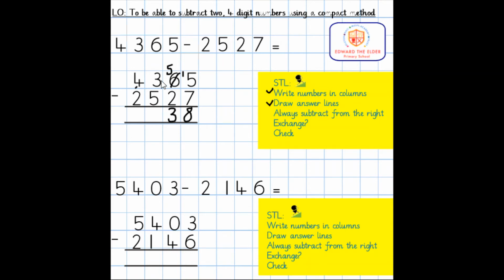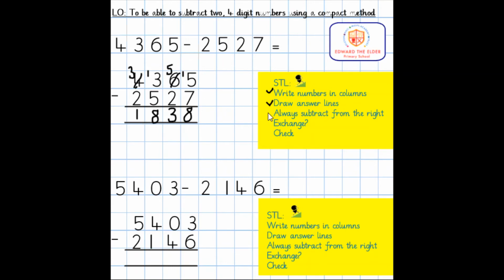The next column is the hundreds, and I have 300 subtract 500. I am unable to do this, so just like before, I go to the next column, the thousands. There are 4,000, so I'm going to exchange the 4,000 to 3000, and I'm going to carry the 1000 across to the hundreds column. I now have 13 subtract 5, which equals 8. The final column is the thousands. We have 3000 subtract 2000, which equals 1000.